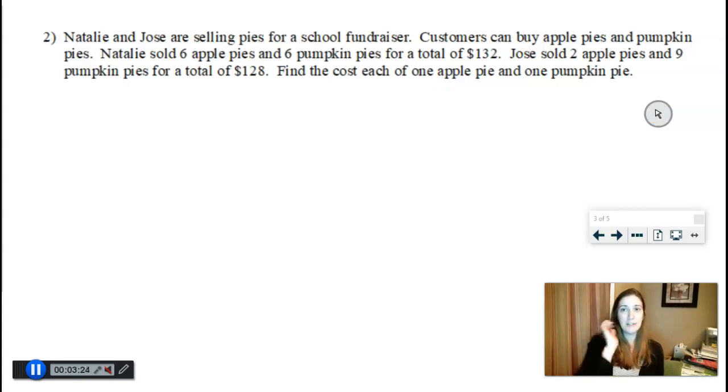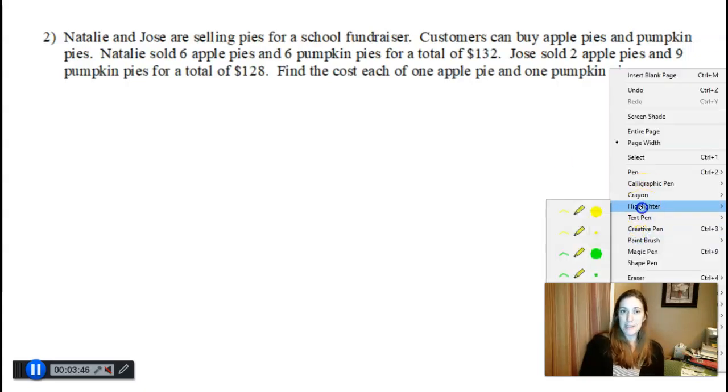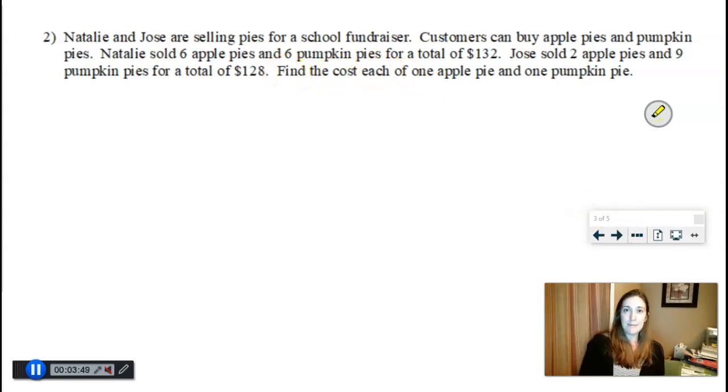All right, so now we have Natalie and Jose, and they're selling pies for a school fundraiser. Customers can buy apple pies or pumpkin pies. Natalie, we know, sold 6 apple pies and 6 pumpkin pies for a total of 132. And Jose sold 2 apple pies and 9 pumpkin pies for a total of 128. Find the cost of 1 apple pie and 1 pumpkin pie. So same idea. That very last statement there defines for you what the 2 unknown things are. So I'll get creative this time. I'll use A for apple pie's cost and P for pumpkin pie.